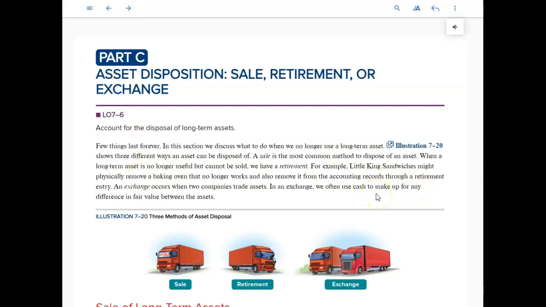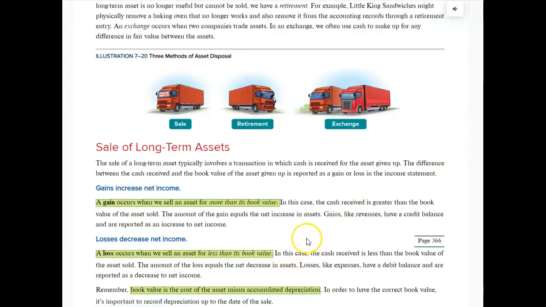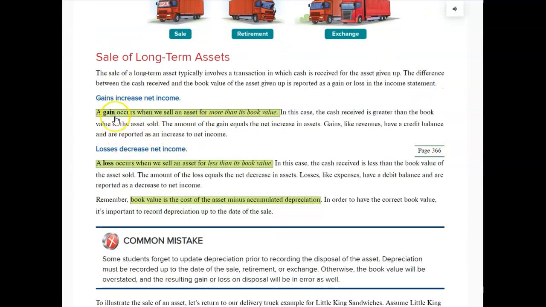Let's look at asset disposition. We'll look at just the first 2, the sale and retirement of assets. So whenever we sell an asset that we have, a long-term asset, we usually have either a gain or a loss. A gain occurs when our selling price of an asset is more than the book value of that asset. A loss occurs when we sell the asset for less than its book value. We talked about earlier, book value is the cost of the asset minus accumulated depreciation. Let's put all this together when we sell an asset.